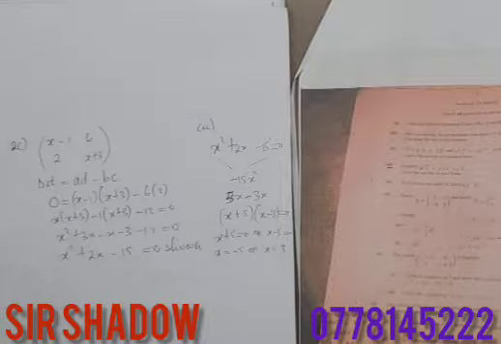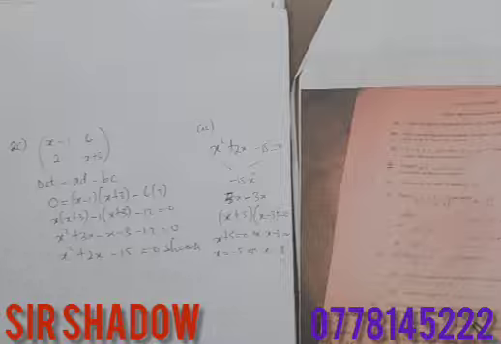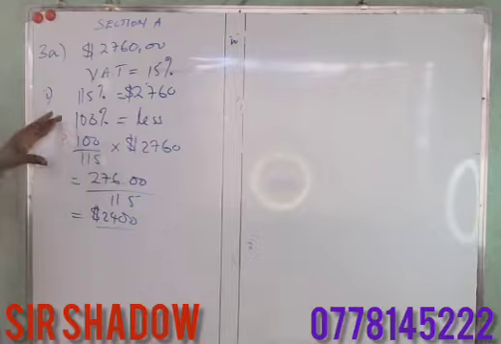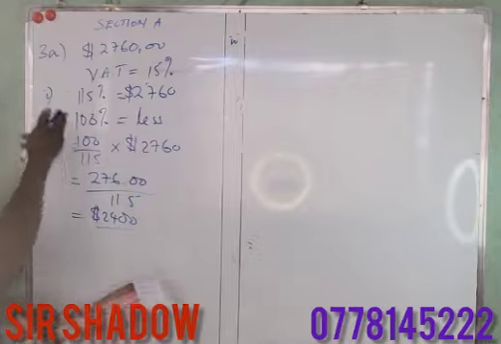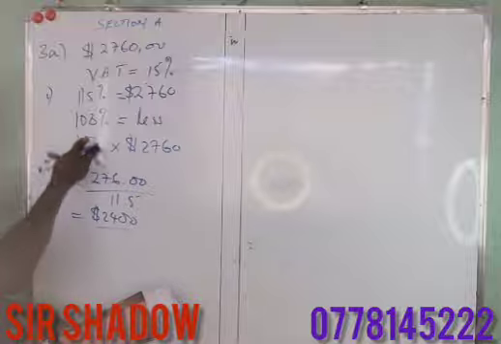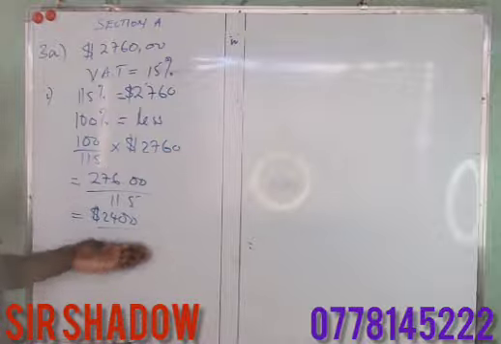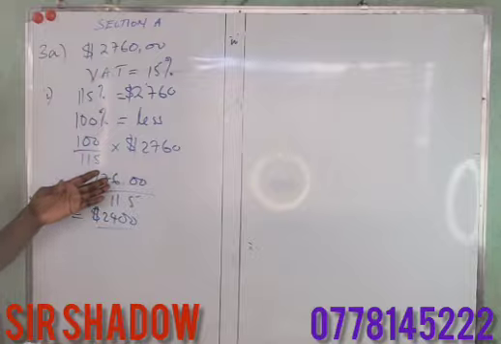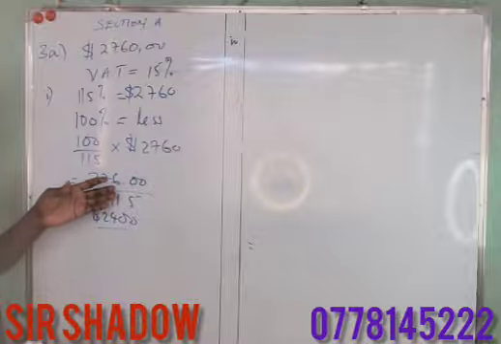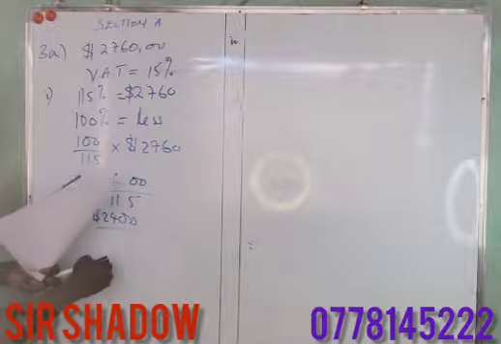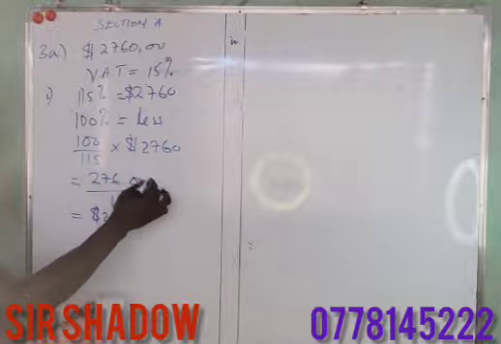Let's move on to question number 3. The concept of simple proportion. 115% is equal to 2,760, then 100%, which is less. So if it is less, the smaller number goes on top: 100 over 115 multiplied by 2,760. How many zeros do we have here? Just 3 zeros.